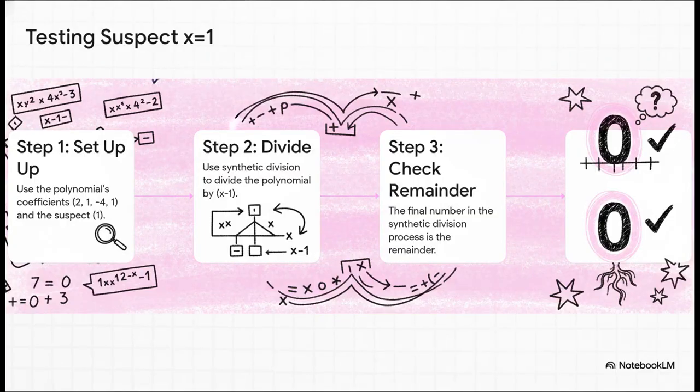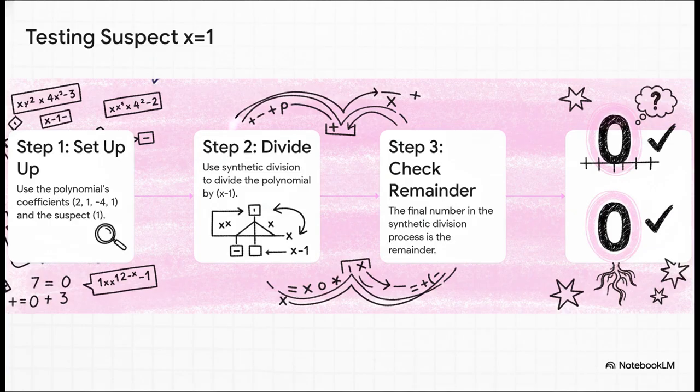Let's run a test on our first suspect, x equals 1. We just write down the coefficients from our polynomial. 1, -1, -4, and 4. Okay, first step, bring down that first one. Now, multiply it by our suspect, which is 1, and add it to the next number, -1. That gives us 0.